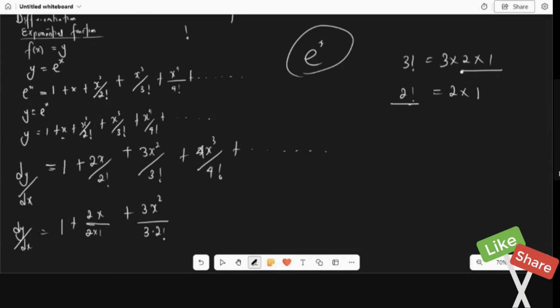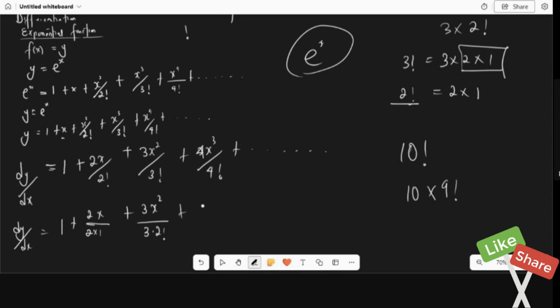This is 2 factorial. So if I have 3 factorial, I can say it is what? 3 times what? 2 factorial. Make sense? If I say 10 factorial, it is also the same as what? 10 times what? 9 factorial. Is that clear? Yes, sir. All right, so let's continue.